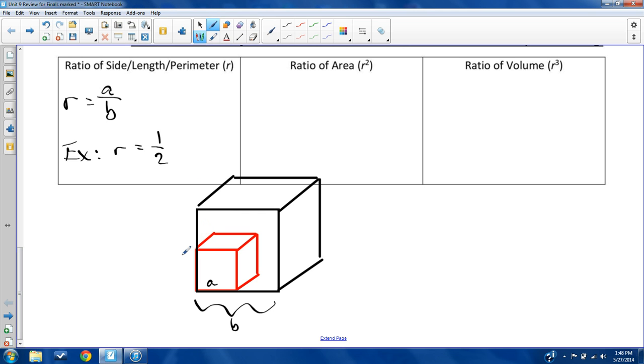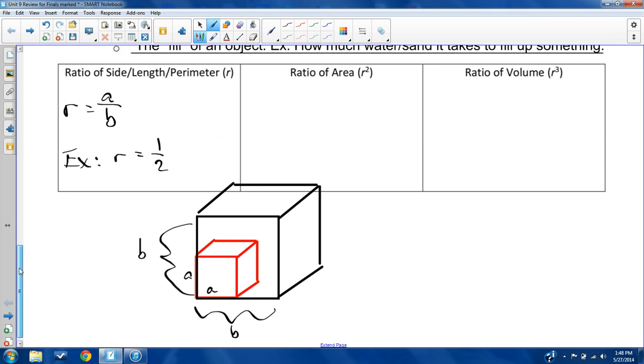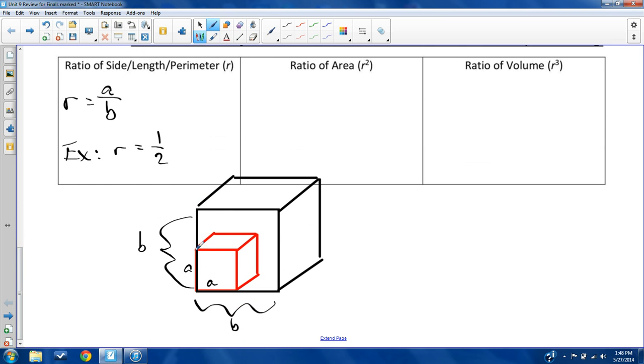Now, here's the thing with the cube. Because it's a cube, I'm going to say this length is also a, so this length is also b. Doesn't matter. The thing that has to exist here is that these objects have to be similar. They have to grow by the same amount each direction. It doesn't matter if these are the same thing, but if this is twice as much over here, this has to be twice as much over here.